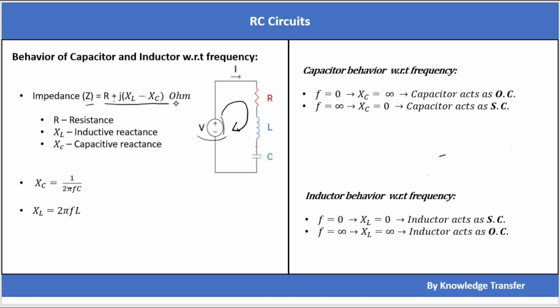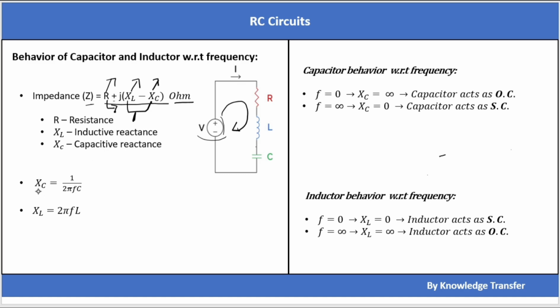The unit will be ohms. Here R is resistance, XL is the inductive reactance, XC is the capacitive reactance. The resistance value R will not vary with respect to frequency, but there are two terms, XL and XC, which will vary with respect to frequency. Let's see how they will vary.